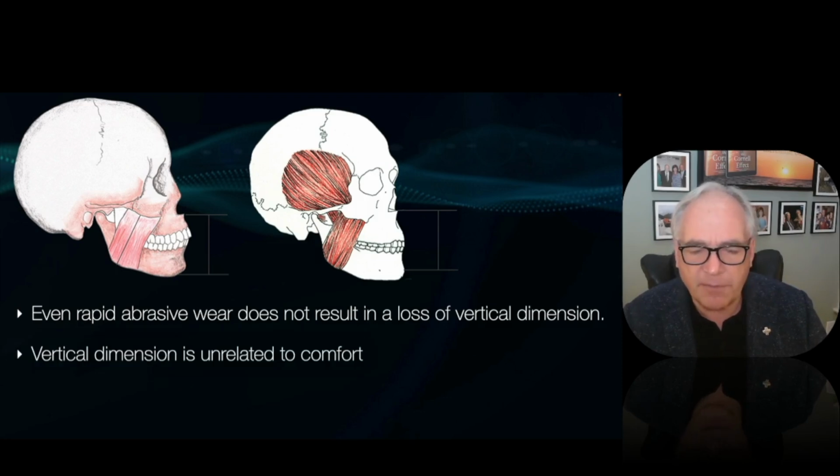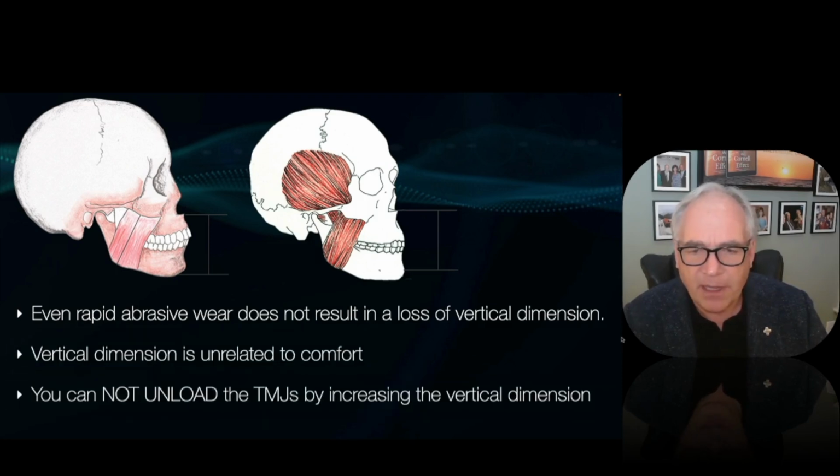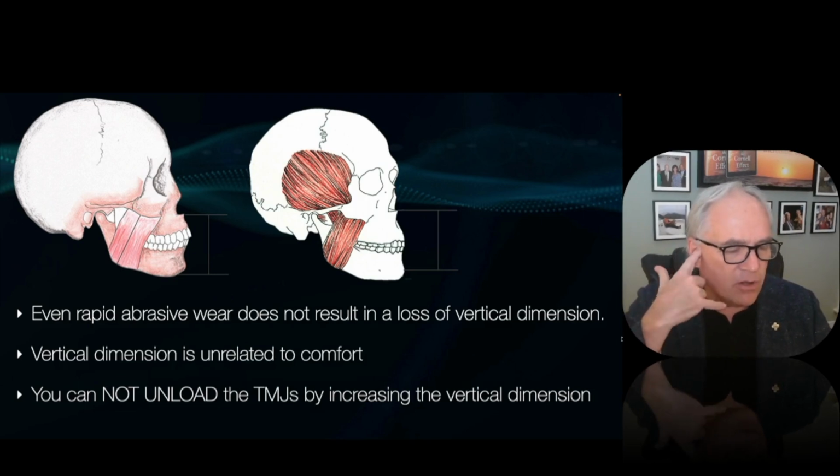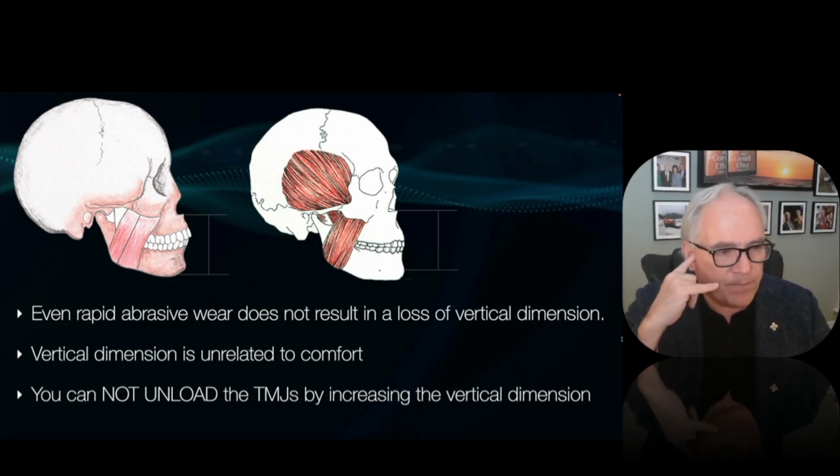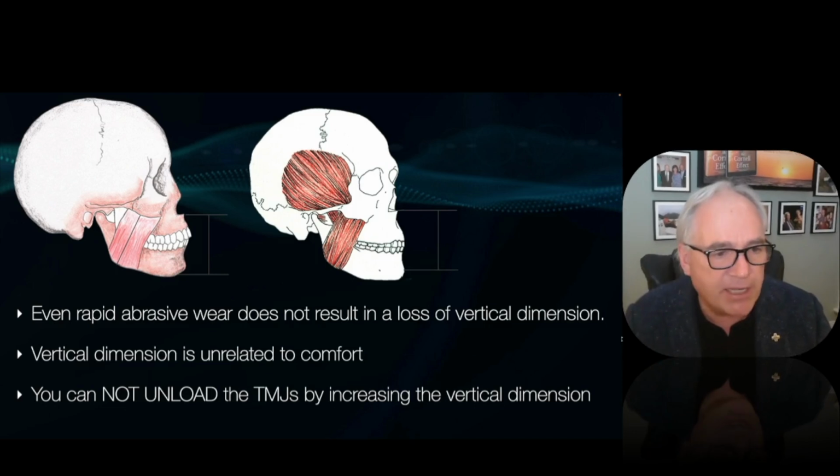So I mentioned vertical dimension is not related to comfort. And remember, when we change vertical, we don't unload the joint because we're just arcing. The joints are behind the muscles, they're behind the teeth. So putting anything on the teeth or putting a splint in there doesn't force the condyles down. It just causes it to rotate.